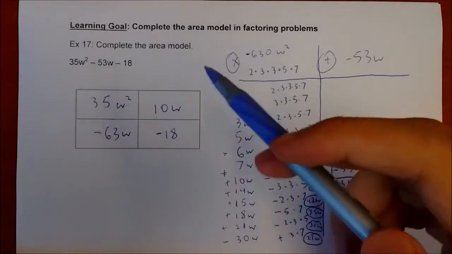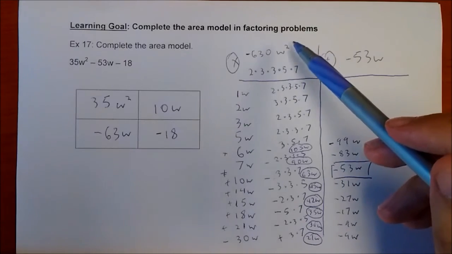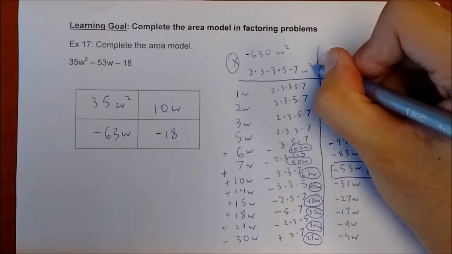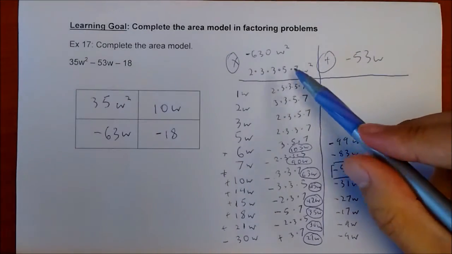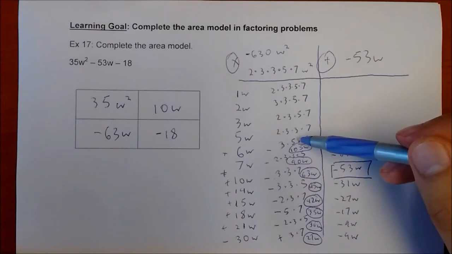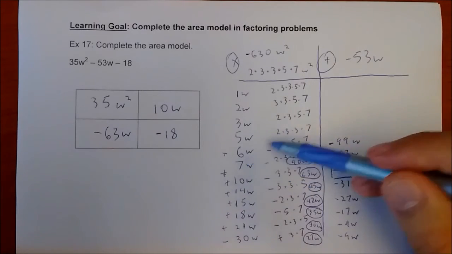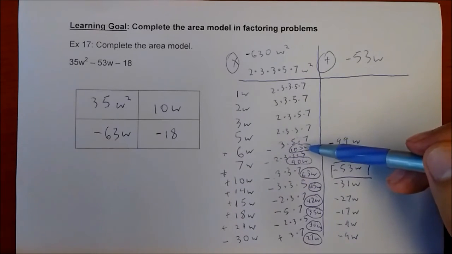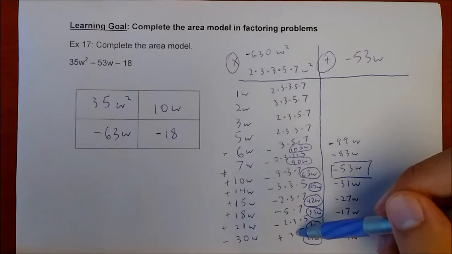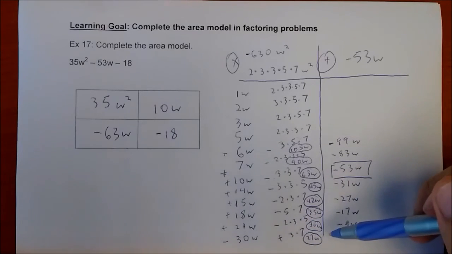So first off, I multiplied 35 and negative 18 to get negative 630w squared. And then I prime factorized that to 2 times 3 times 3 times 5 times 7w squared. And then I wrote out all of the possible factors here. And you'll notice I didn't bother evaluating the prime factorizations until I hit around 6 or so, because they need to add to negative 53, so they have to be kind of close. So then I kept going, and I stopped around 21 or 30 because I noticed that 21 times 30 is the same as 30 times 21.